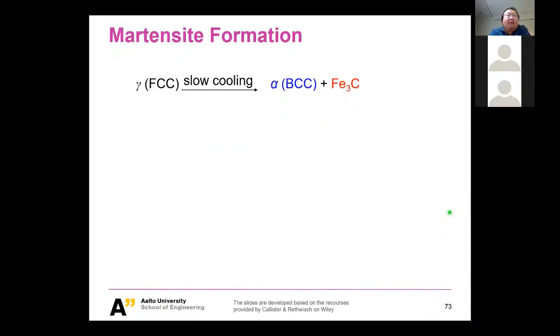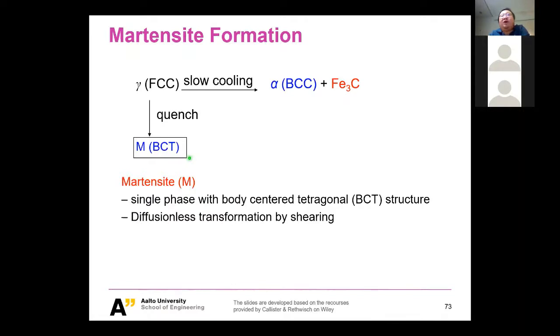And now we know how martensite is created and what it looks like. It is basically created by rapid cooling, and we call this rapid cooling by a specific name. It is called quenching. So when we quench the gamma phase, we will get the so-called martensite. Martensite has a few interesting features, and I would like to put some emphasis on them.